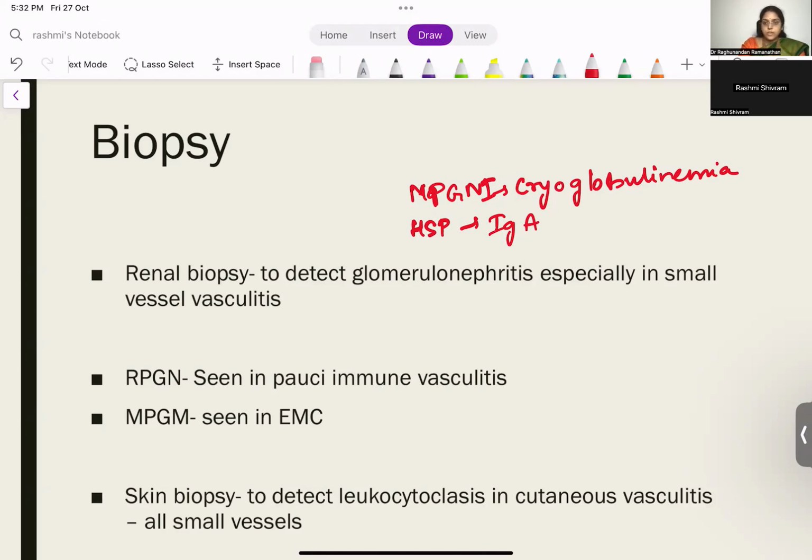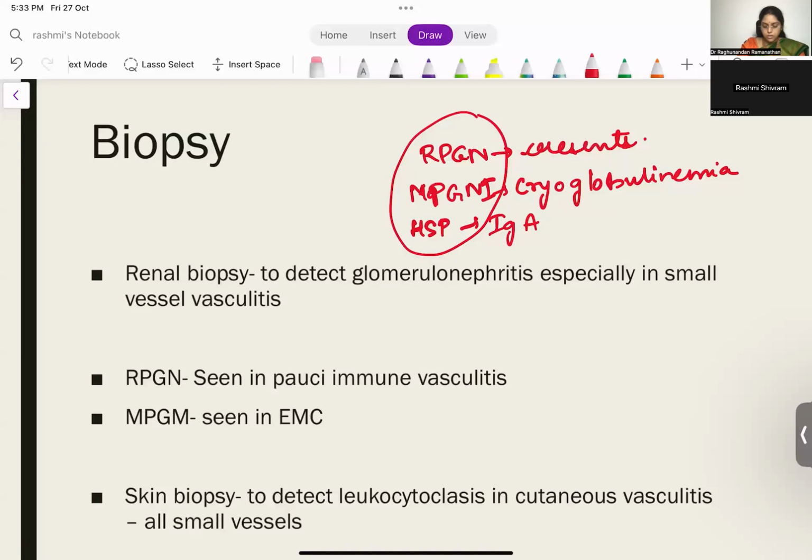In pauci-immune vasculitis or ANCA-associated vasculitis, I told you will have rapidly progressive glomerulonephritis. In this, what will you see? You will have some crescents. So these are some important points that you need to remember in renal biopsy. HSP, IgA vasculitis. Then in cryoglobulinemia, you will have MPGN type 1. In RPGN, you can have some crescents. That is seen in pauci-immune vasculitis or ANCA-associated vasculitis.